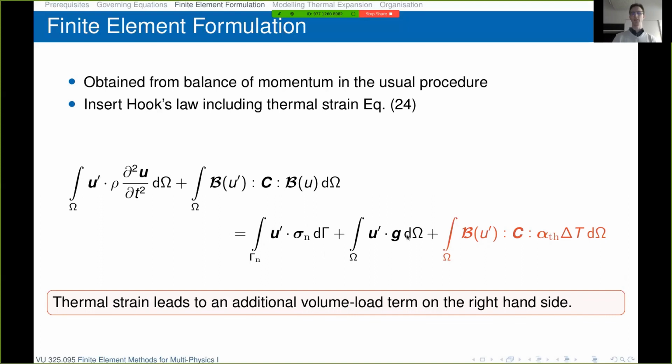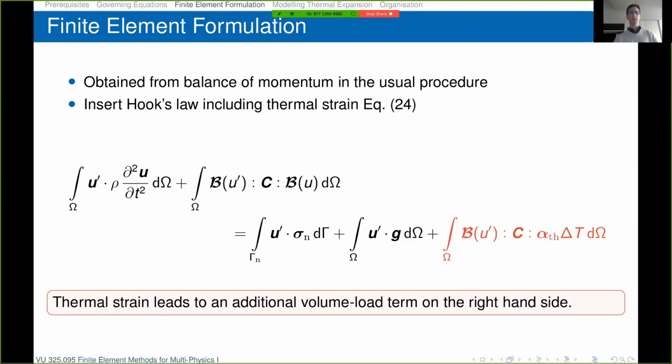What, however, changes is now we have an additional term on the right-hand side where we know the temperature change, delta T, and we know the thermal expansion coefficient. So this is a known term, which will be assembled on the right-hand side. So this is a kind of forcing term in the sense of a volume load, since we have to compute a volume integral. And that was basically it. Then the finite element procedure is used to obtain an algebraic system, which we can solve in the usual manner.